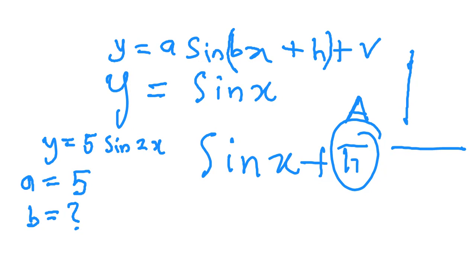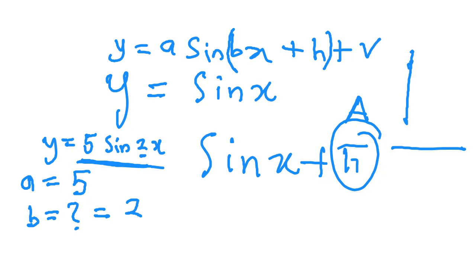Truly, what is the value of B from this equation? Truly, we are waiting. What is the value of B? It's 2. Okay, because you can see from the general expression that B is 2. All right, so that's it.